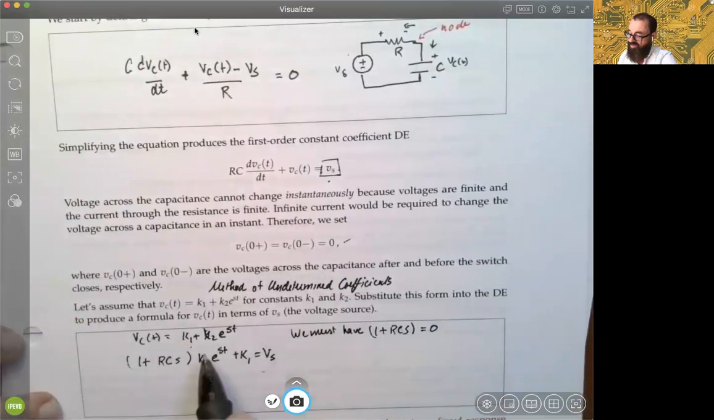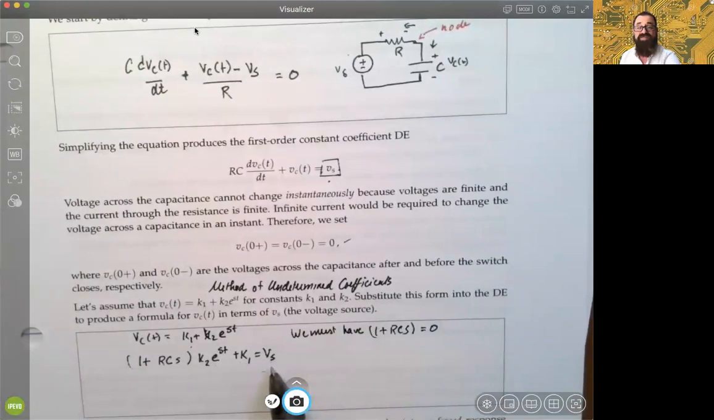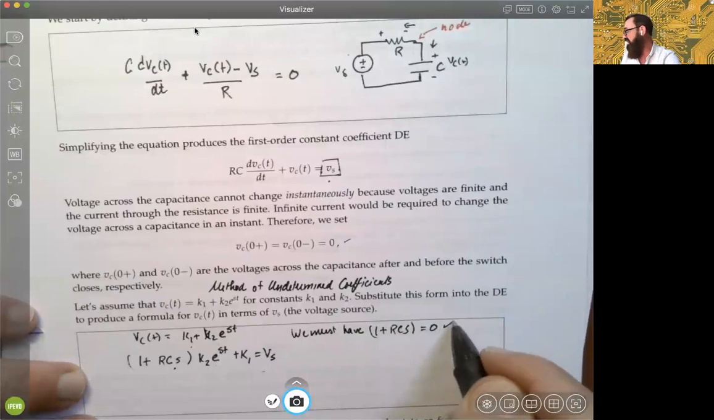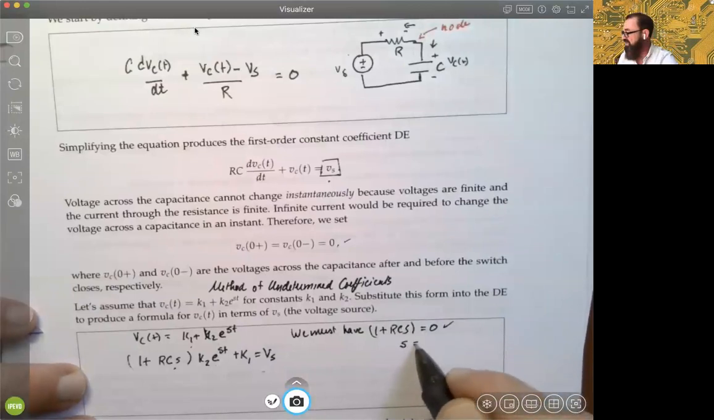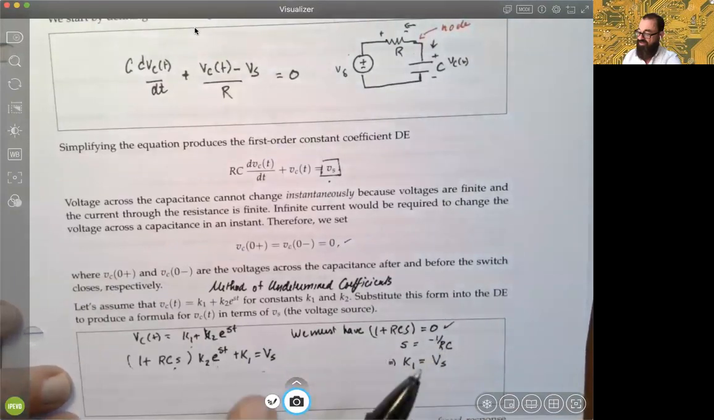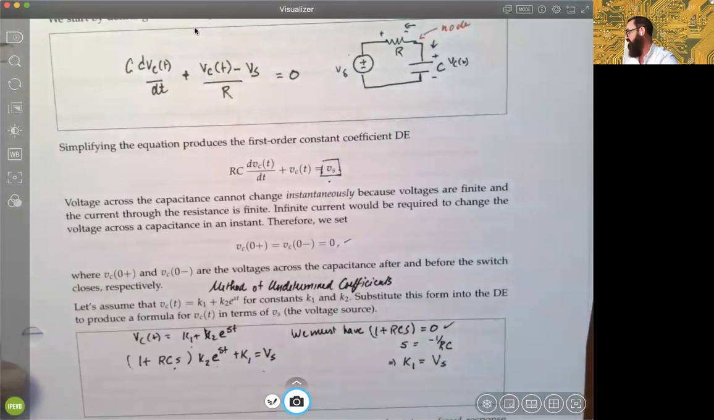So look what we have. We have an exponential form over here plus some constant, and we're saying it needs to be equal to a constant. How can that possibly be, mathematically? The only way that could happen is that the 1 plus RCS scalar is equal to 0. So S has to be -1 over RC. That tells us that K1 basically has to be Vs, because if S equals -1 over RC, that wipes this term out. So K1 has to be equal to Vs.